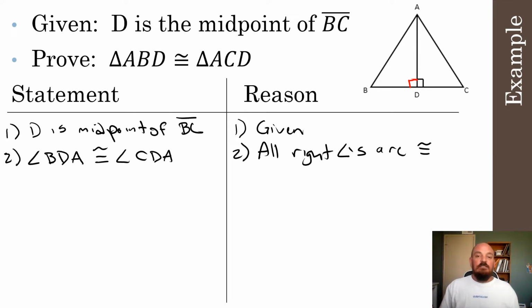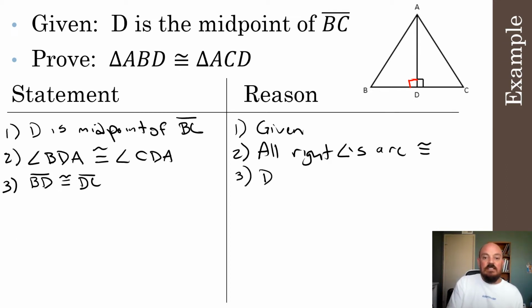Let's go back to that given. D is the midpoint of BC. We know that midpoints cut things in half and create two congruent pieces. So let's say that next. BC is the bottom. So if I cut it in half, that means line segment BD, the left-hand side, is congruent to line segment DC, the right-hand side. Now for the reason, I'm going to say the definition of midpoint.